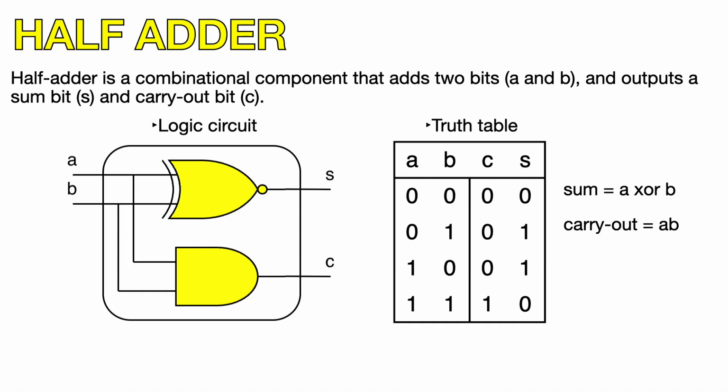As shown in the truth table, the sum acts like an XOR operation, whereas the carry functions like an AND operation. So, let's continue with Verilog coding of half adder.